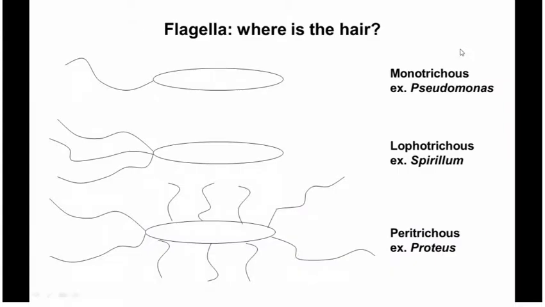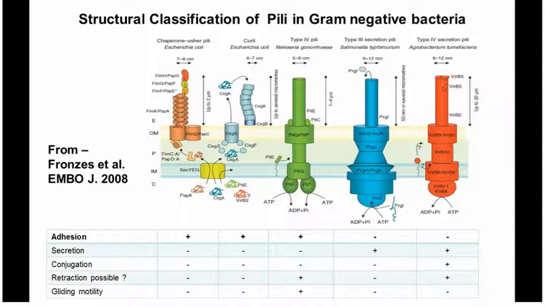Okay? Because they've got the functions of extrusion, retraction, and secretion. Okay, is that okay for everybody? I know it's a bit complicated.